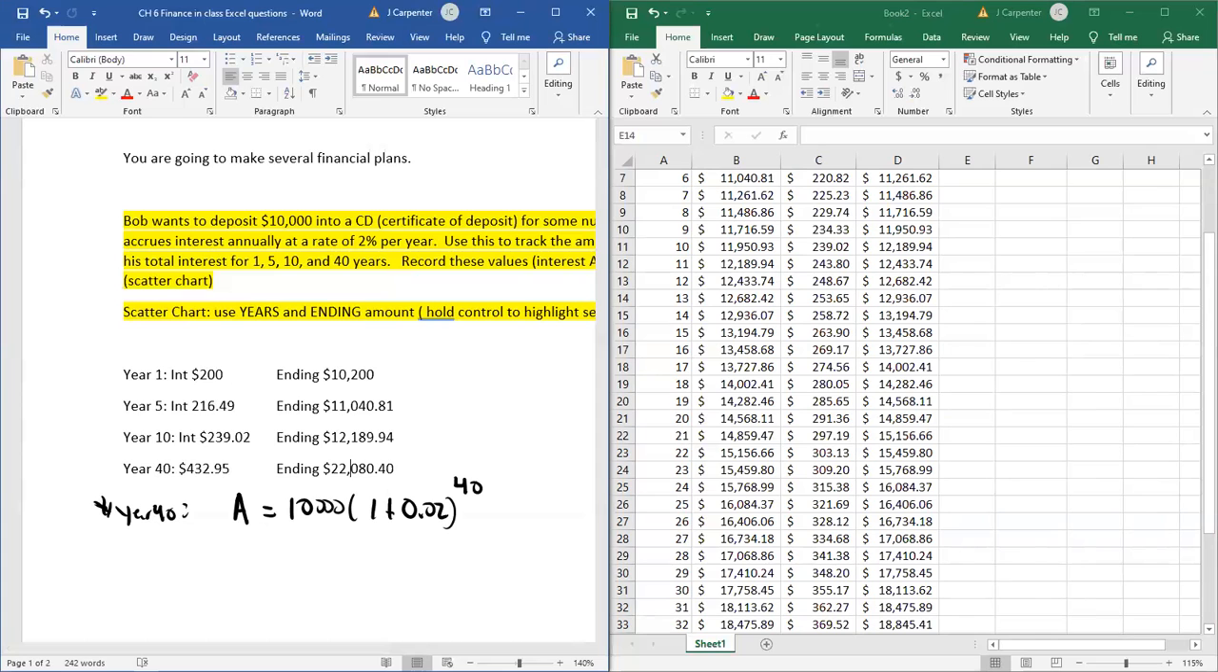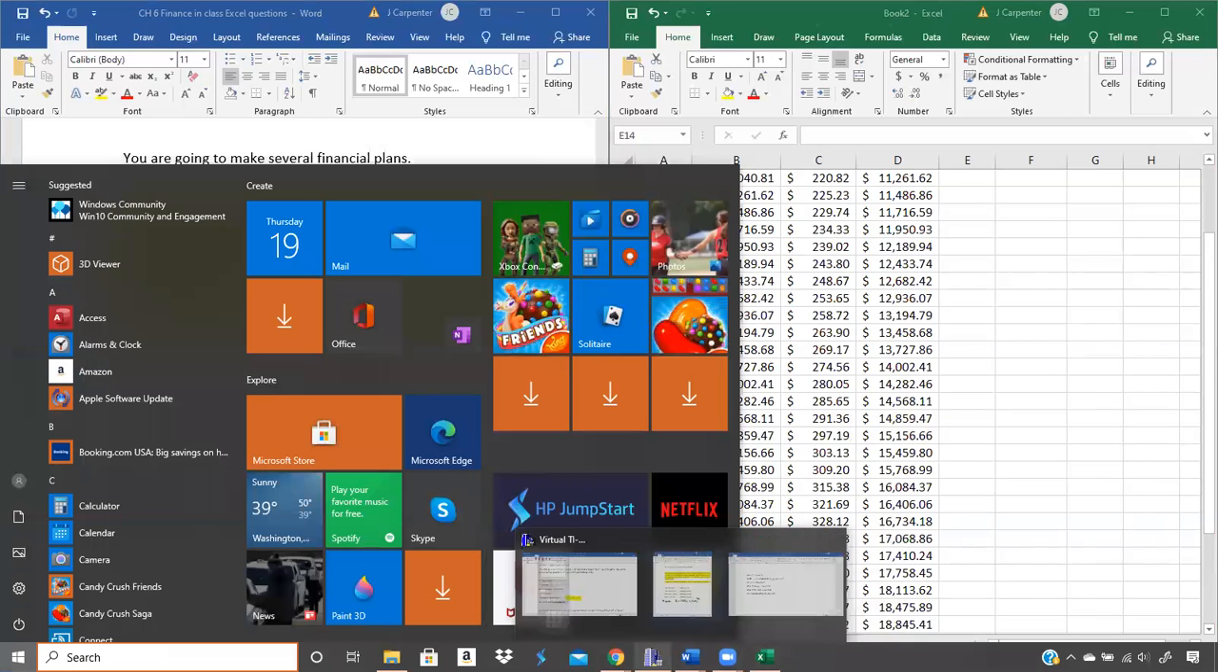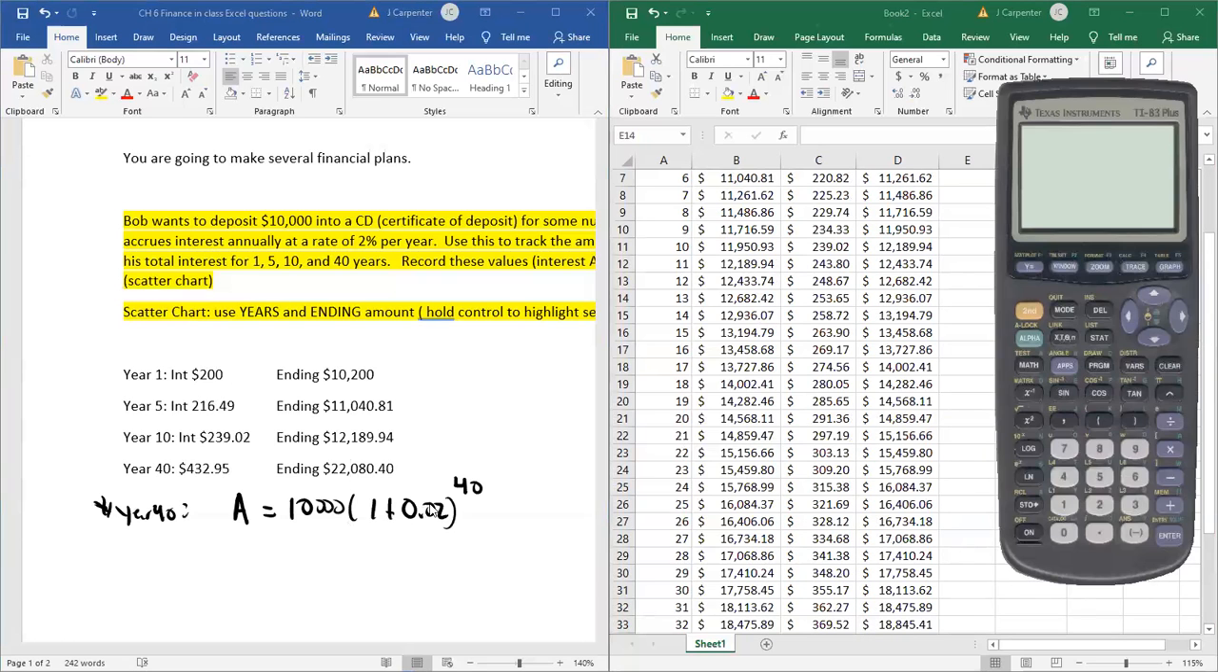And I can actually put that in the calculator just like that, or I can simplify the inside of the parentheses, 1 plus 0.02 being 1.02. So here's 10,000, parentheses, 1 plus 0.02, close it, raised to the 40th power. And look at this, $22,080.40 rounded to the nearest penny.